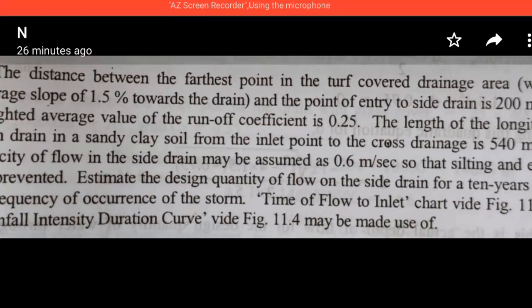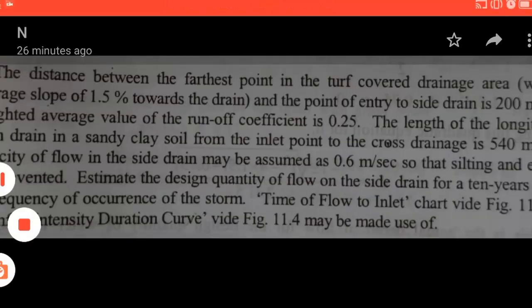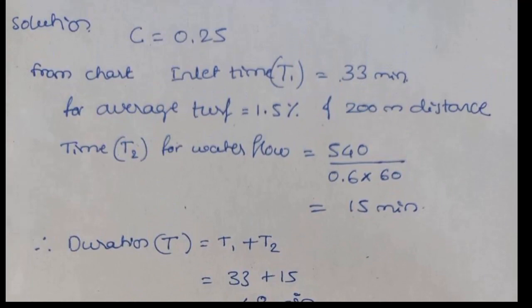The time of flow to inlet chart, they are providing the chart. A rainfall intensity duration curve may be used. So quickly we'll see the given data and solve the problem. So here I have written the given data.